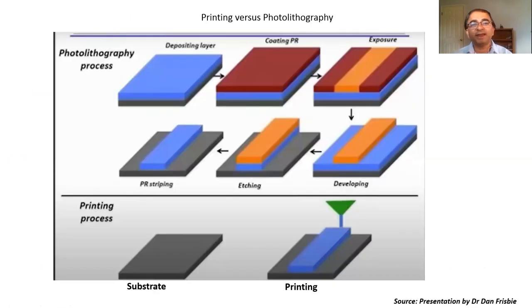Now, this is a very important slide. I will show you the difference between printing and photolithography. All of you are aware of photolithography for making nano devices. First of all, what is photolithography? It starts with a substrate and a deposited layer, and a photoresist coating. Then we expose the photoresist to make different desirable patterns, and then stripping is there. The unexposed portion is removed, or maybe the exposed portion, depending upon which photolithography process you are using. Then etching is used, and then you will get the desired geometry on that substrate.